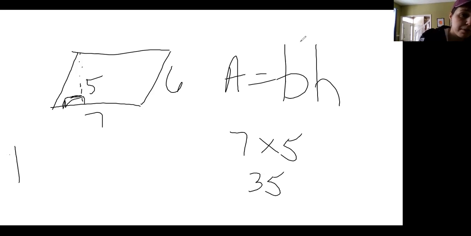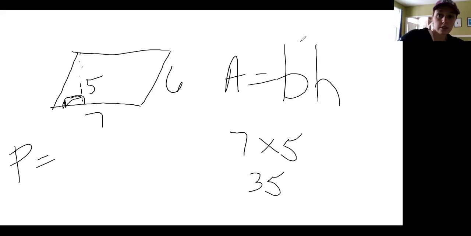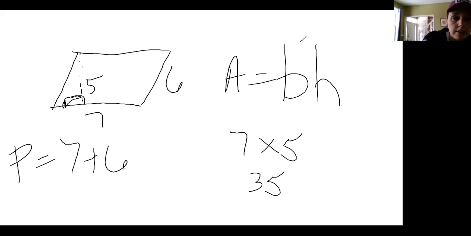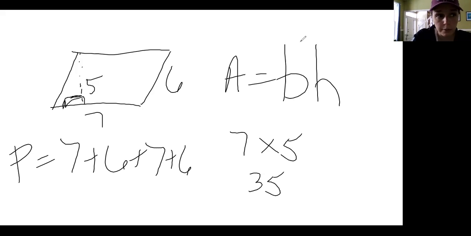Now, if I was asking for the perimeter of the parallelogram, I'm only going to add the outsides, the solid lines. So 7 plus 6. This is a 4-sided figure, so I should be doing that 4 times. I have 7 plus 6, 7 plus 6, and that comes out to be 26.